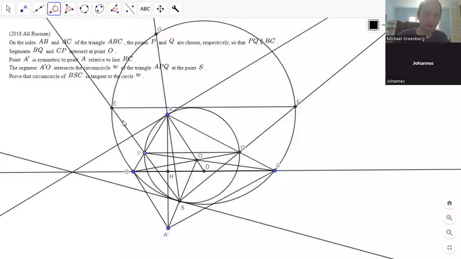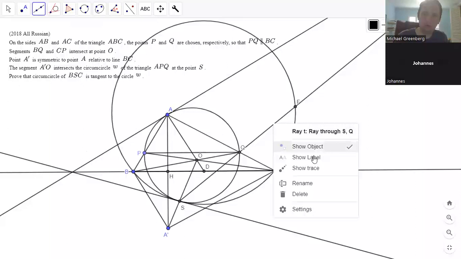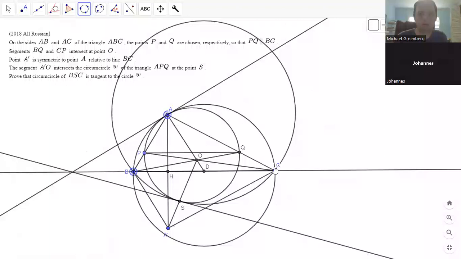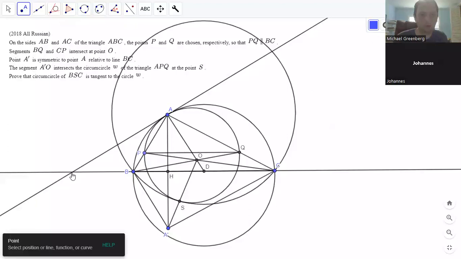Maybe let's see if it lies on GE. No, it doesn't lie on GE. So that probably seems like a better way to go. Okay. So we can let the common tangent to both these circles meet BC at a point, and then we want to show that point is S. Actually, I was thinking we could try to show a harmonic quadrilateral, but let's see.